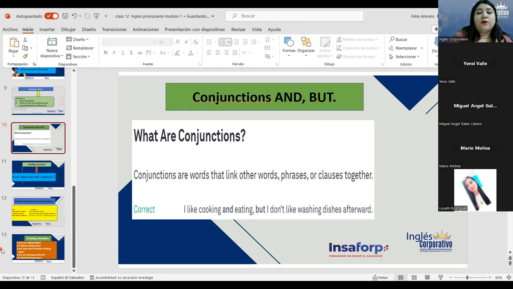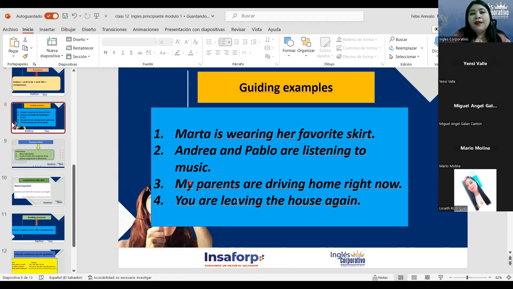Las conjunctions, recuerden, solo es para entrelazar. Por ejemplo, yo puedo decir, vamos a ver. My parents are driving home right now, but they don't have any more gasoline. Pero ya no tienen gasolina, right? My parents are driving home right now and they are taking my sister with them. Mis padres están manejando a casa ahorita y llevan a mi hermana. And they are taking my sister with them, right?